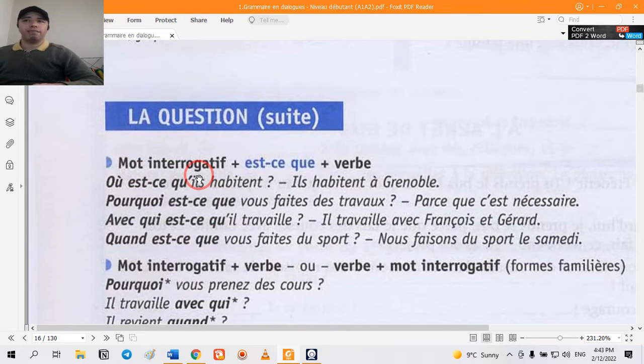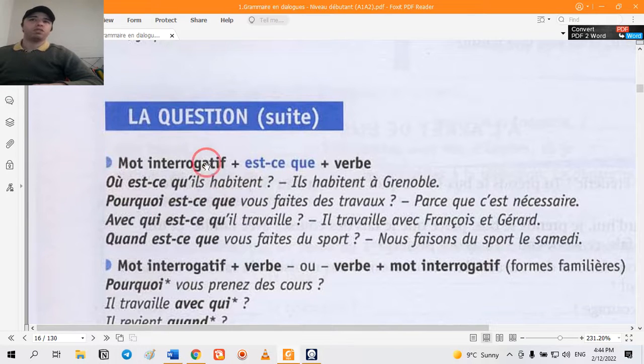Now here, "mot interrogatif." This part is related to the second type of questioning with est-ce que. Mot means the word, and you put le before it. Le mot interrogatif, the question word, goes at the beginning of the sentence, then you put est-ce que, and then the verb. For example, où est-ce qu'ils habitent? Where do they live?